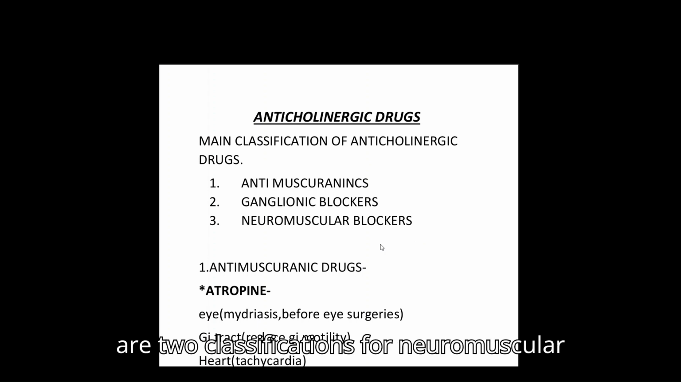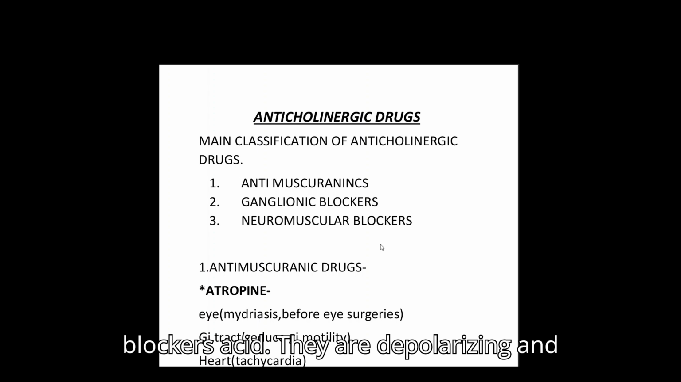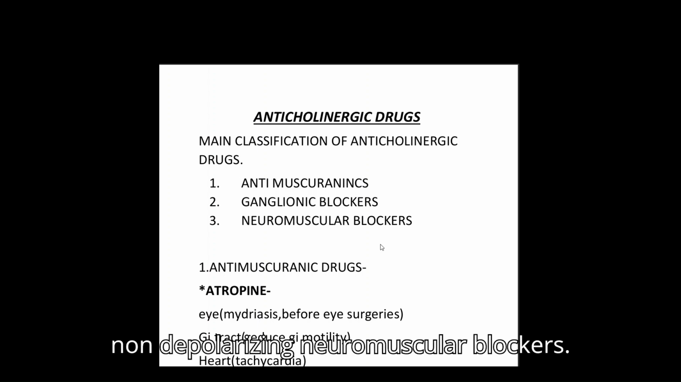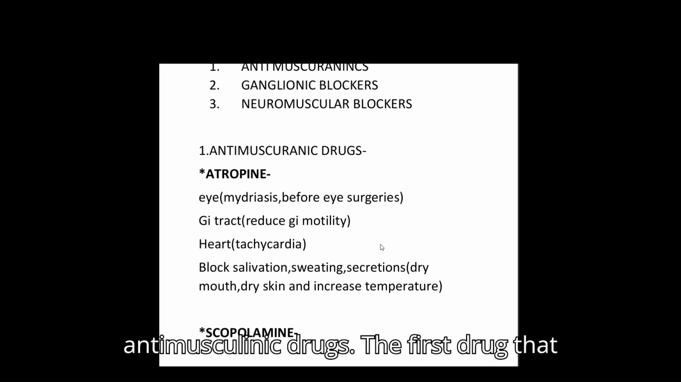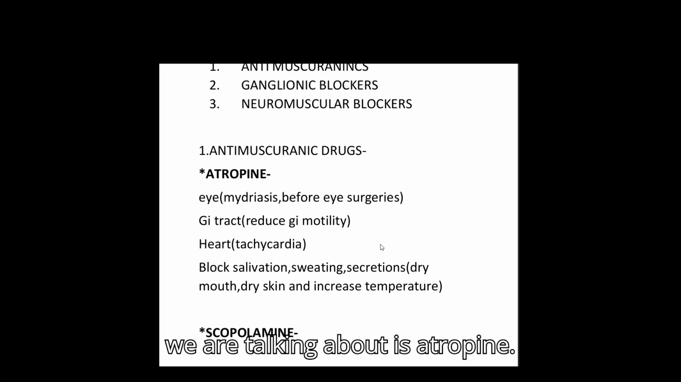So there are two classifications for neuromuscular blockers as well: depolarizing and non-depolarizing neuromuscular blockers. So first we have to talk about antimuscarinic drugs. The first drug that we are talking about is atropine. Here I have put where it acts and what the action is.